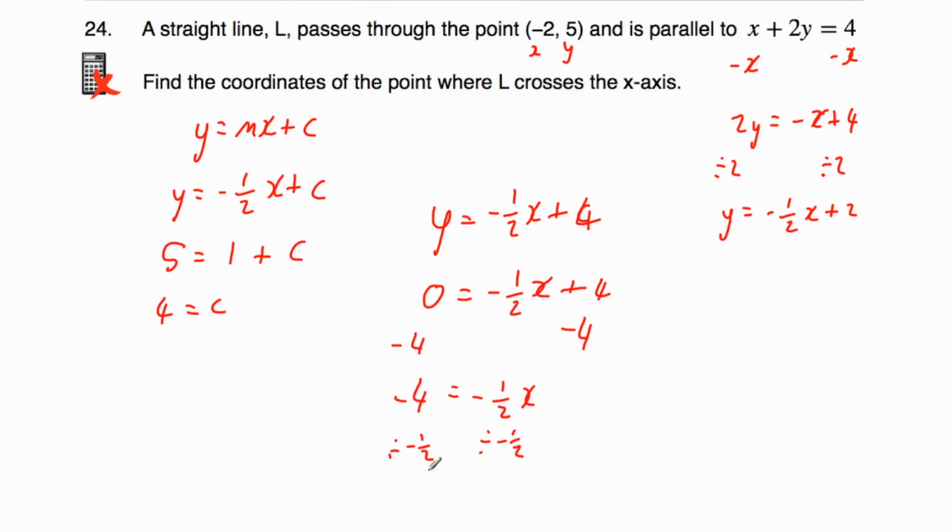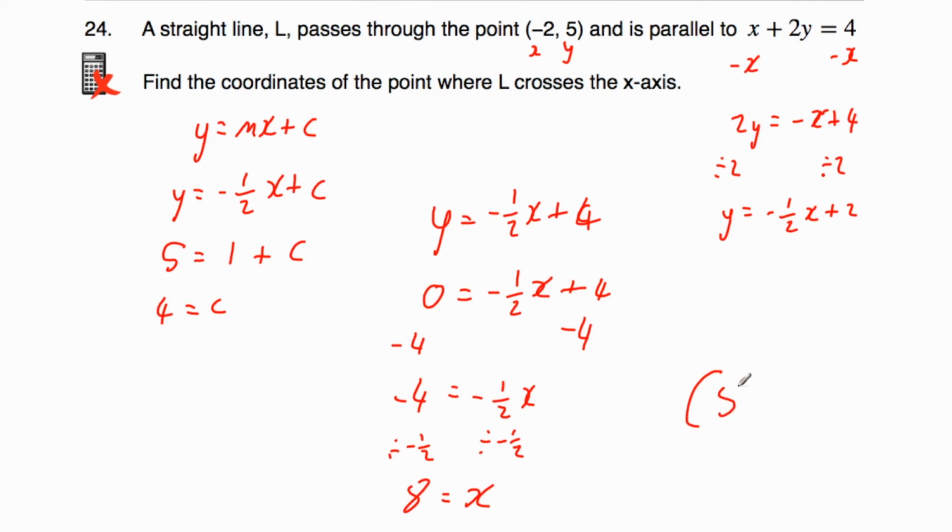Minus 4 divided by minus a half, well, negative divided by negative is a positive, and 4 divided by half, well, whenever you divide something by half, you're looking at how many halves are in 4, and that would be 8. So minus 4 divided by minus a half is 8. So we'd have 8 equals, and we divided by minus a half to get rid of the multiply by minus a half, so we'd just be left with x. So x equals 8. So that means our straight line L will cross the x-axis whenever x is equal to 8.